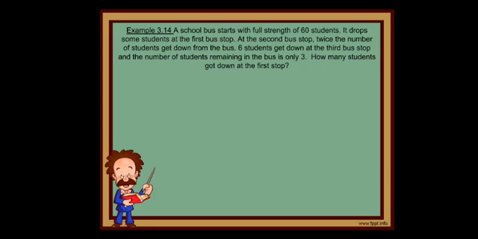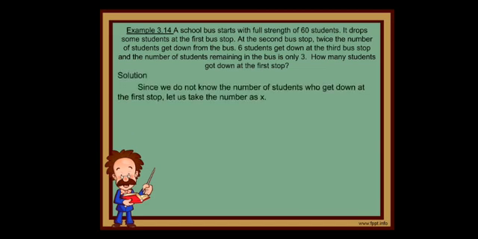So here in a school bus, there are 60 students. At the first stop, some students are getting down. At the second stop, twice the number of students is getting down. At the third stop, 6 students get down. And in the bus remaining, there are 3 students. What they are asking is to find the number of students getting down at the first stop. So how to do this one? We'll take x as the number of students who get down at the first stop, since we don't know it.